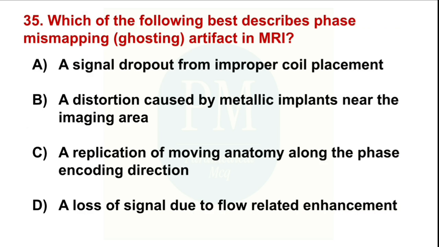Which of the following best describes phase mismapping ghosting artifact in MRI? Option A, signal dropout from improper coil placement. Option B, a distortion caused by metallic implants near the imaging area. Option C, a replication of moving anatomy along the phase encoding direction. Option D, a loss of signal due to flow-related enhancement. The correct option is option C, a replication of moving anatomy along the phase encoding direction.